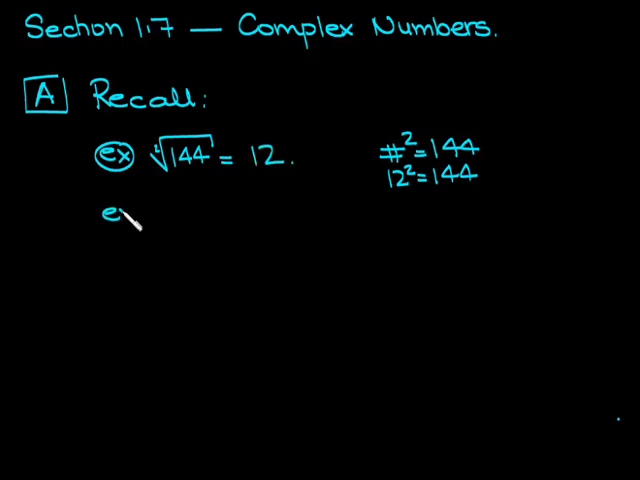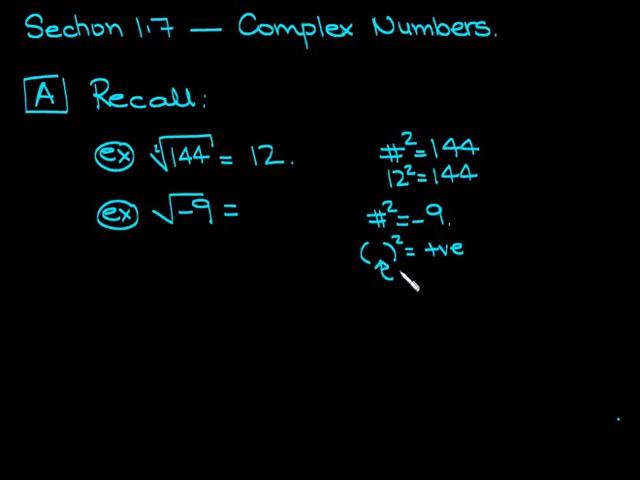If we had another example, let's say we wanted to find the square root of minus 9. What did we want to do? We wanted to find a number whose square is negative 9. And if you think about it, if I take any number and square it, we always end up with a positive number. So there's no way I can take a number and square it and get a negative number. There's no real number that works that way.